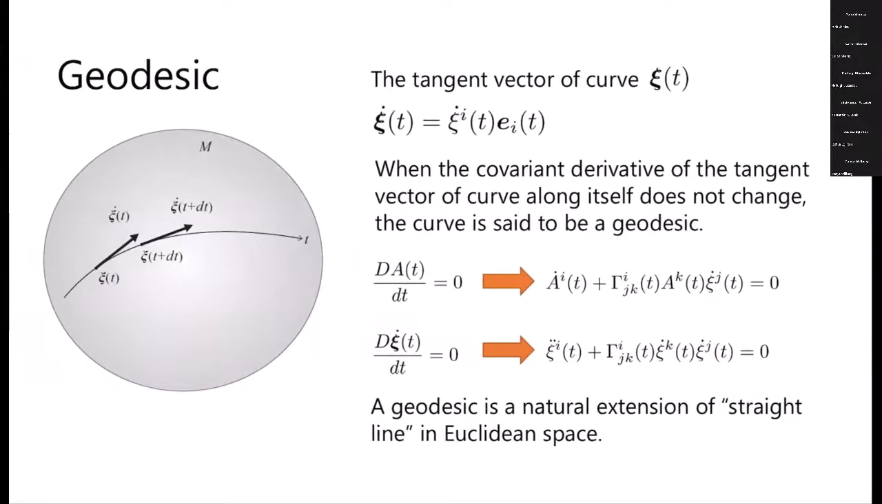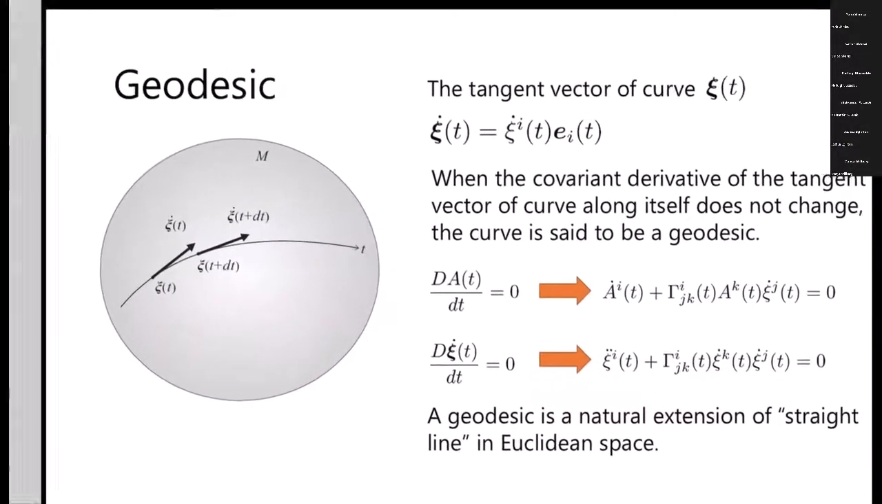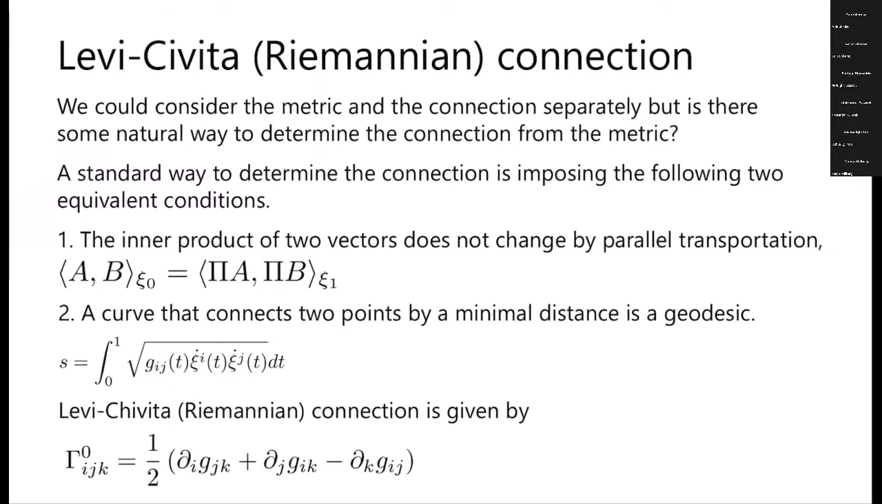Then the final thing is the Levi-Civita connection. In the general case, we could consider the metric and the connection separately. But the question is, is there some natural way to determine the connection from the metric? Is there any relationship between the connection and the metric? A standard way to determine the connection is imposing the following two equivalent conditions.